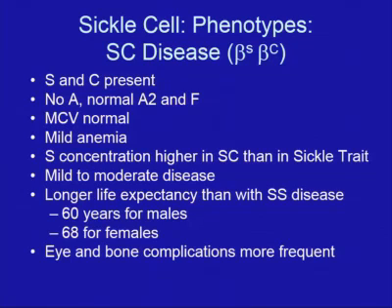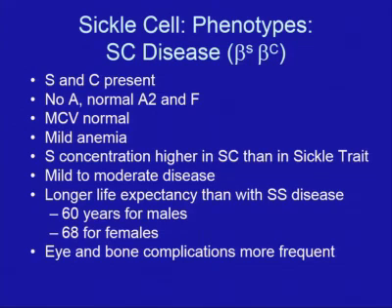And then again, if you've got S combined with the C, that's hemoglobin SC disease. Again, you don't make any normal A. You'll have normal A2 and F. MCV here is normal, so C doesn't make you microcytic. You're mildly anemic. And you tend to have, again, mild to moderate disease.